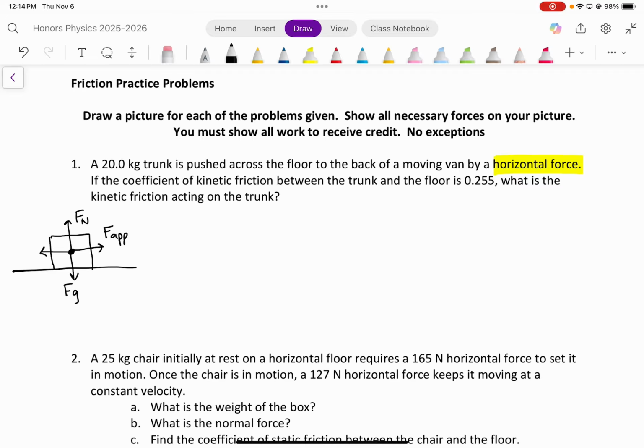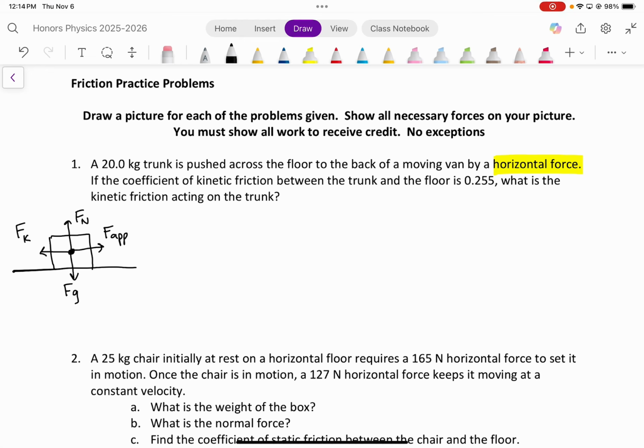So what kind of friction is this going to be? It's going to be kinetic friction. How do you know that, Carter? Because it says what is the kinetic friction after. All right, so that's good reading there. Sometimes it's as simple as that. What is the kinetic friction?